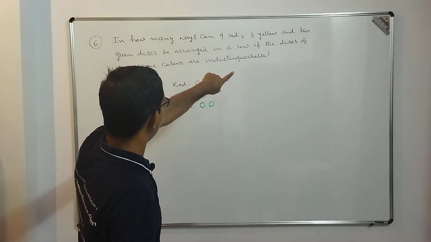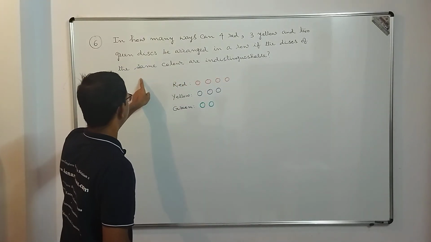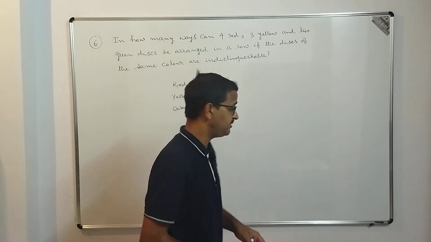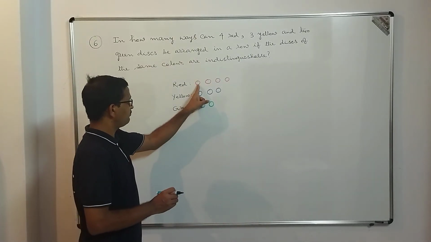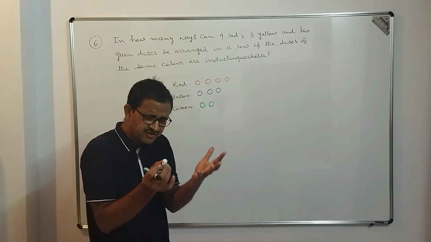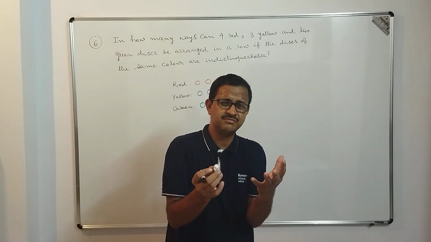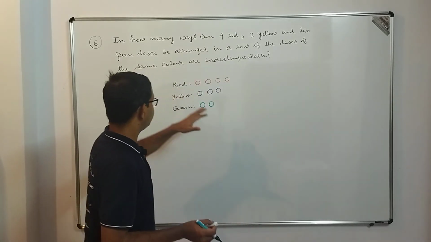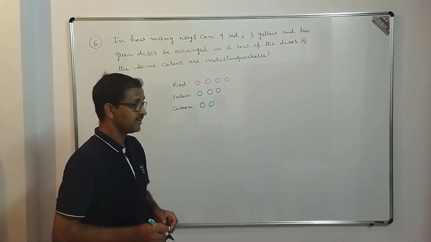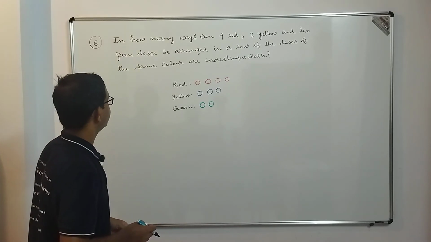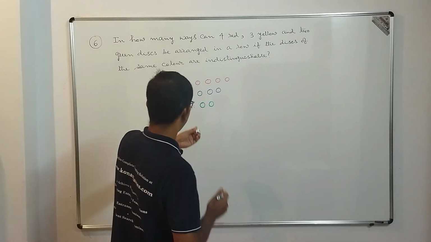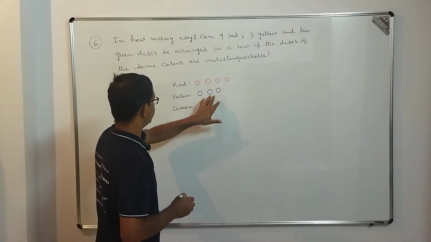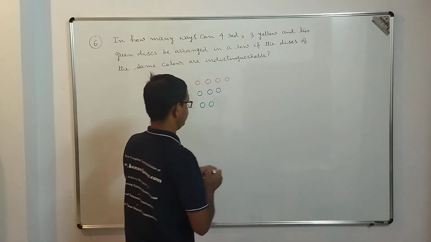They are to be arranged in a row if the discs of the same color are indistinguishable. That means by looking at these 4 red discs, you cannot differentiate among themselves because they are of the same shape, same size and same color. The same thing is true for yellow and green. So in how many ways is the arrangement possible? What is the total number of objects? The total number of objects is 4 plus 3 plus 2, that is 9.